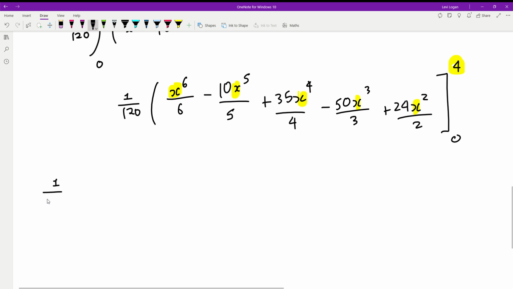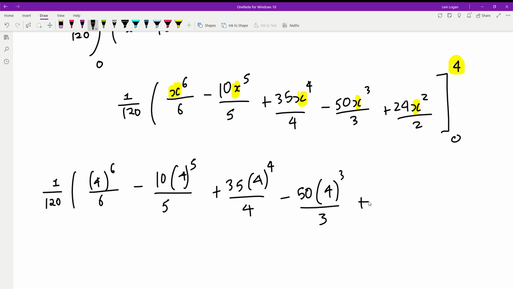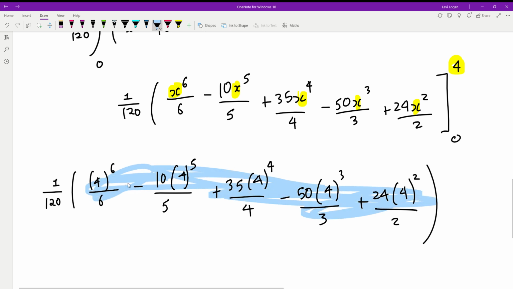So what we're going to have is 1 over 120, then we have 4 to the power of 6 over 6 minus 10 times 4 to the power of 5 on 5. Oh, I made a mistake there, that's meant to be a 4, my bad. Plus 35 times 4 to the 4 on 4 minus 50 times 4 cubed on 3 plus 24 times 4 squared on 2. Now if you were to evaluate this in your calculator, this entire thing would be equal to 0. You can check it using arithmetic if you want to, or you can just check it in your calculator.